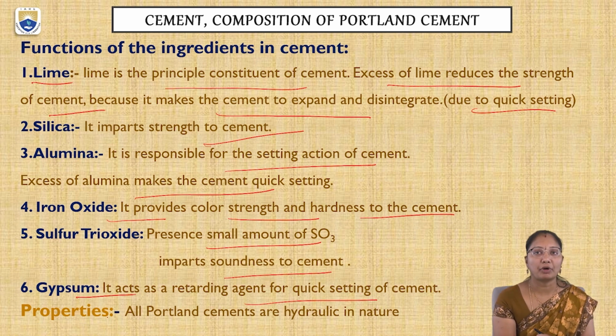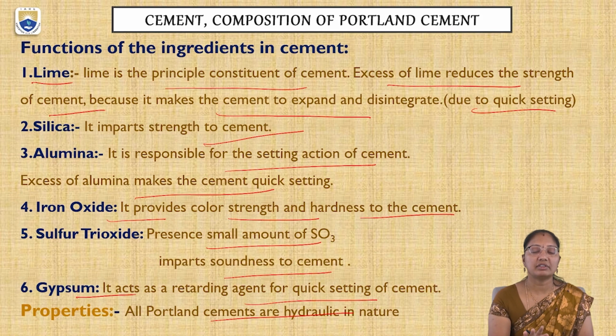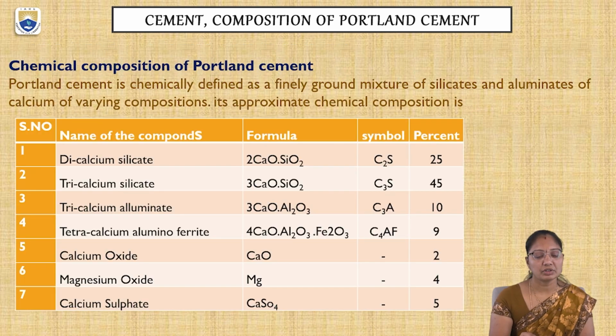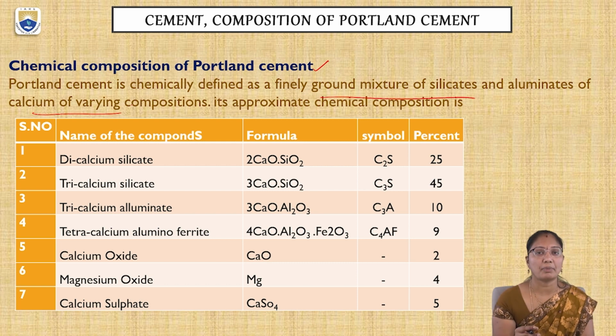Then coming to the properties, all Portland cements are hydraulic in nature. As we know, there are two types, hydraulic and non-hydraulic. Portland cement comes under the category of hydraulic cements. So, the chemical composition of Portland cement: it is chemically defined as a finely ground mixture of silicates and aluminates of calcium of varying composition.